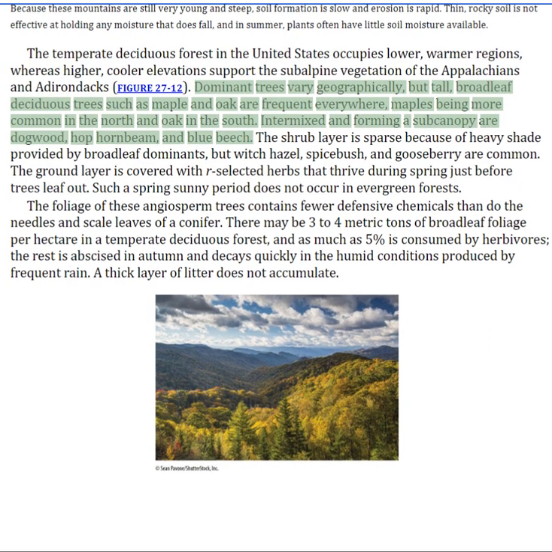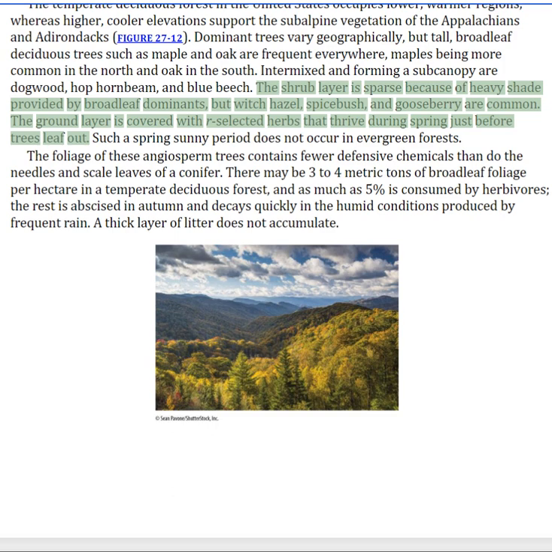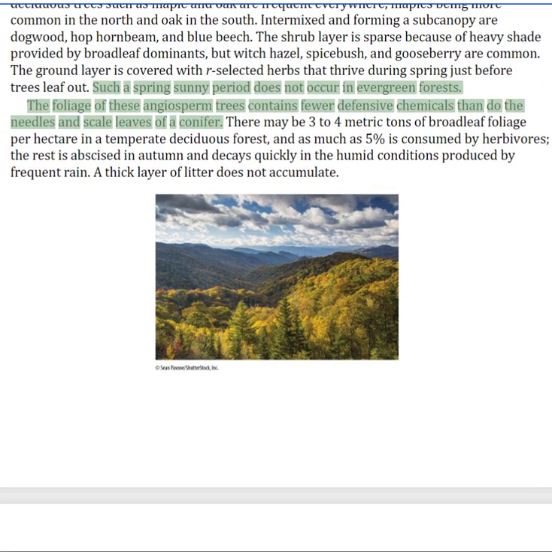Dominant trees vary geographically, but tall, broadleaf deciduous trees such as maple and oak are frequent everywhere, maples being more common in the north and oak in the south. Intermixed and forming a subcanopy are dogwood, hawthornbeam, and blue beech. The shrub layer is sparse because of heavy shade provided by broadleaf dominants, but witch hazel, spicebush, and gooseberry are common. The ground layer is covered with r-selected herbs that thrive during spring just before trees leaf out. Such a spring sunny period does not occur in evergreen forests.